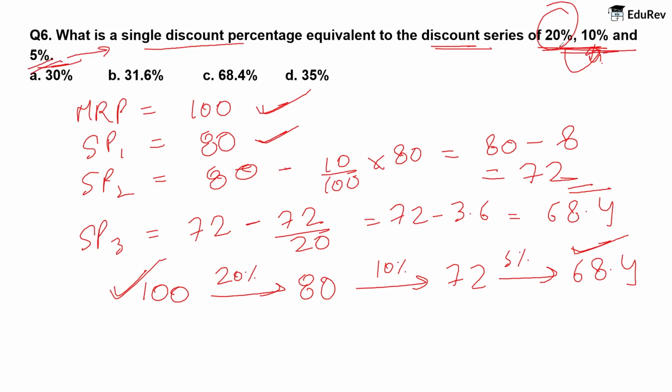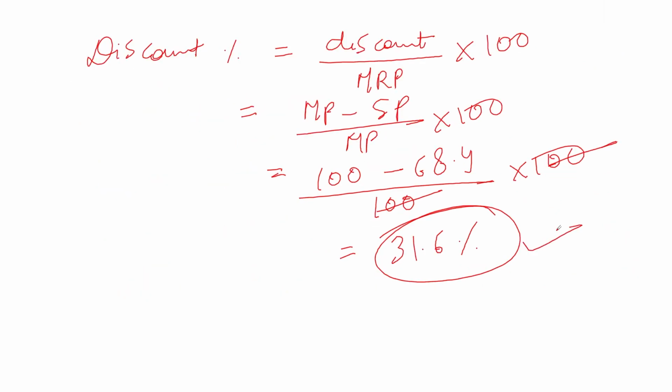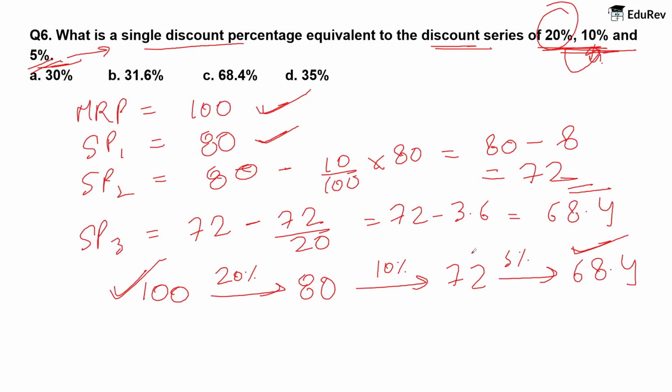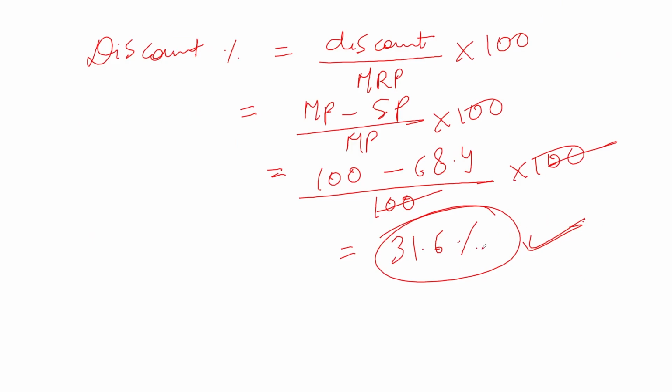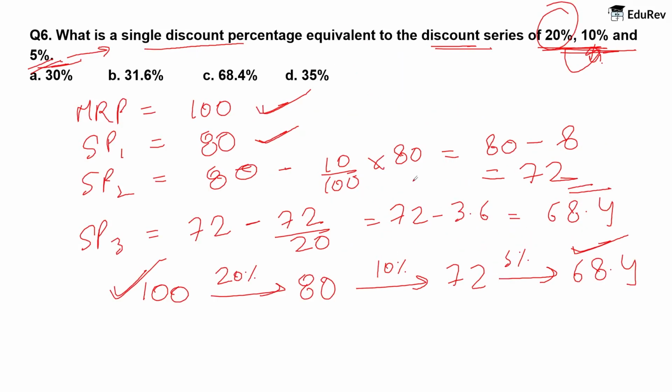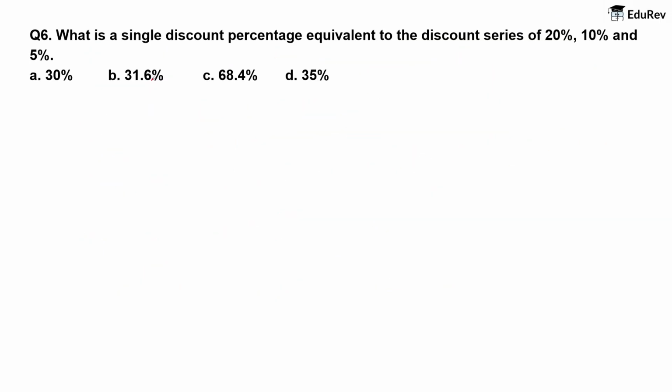So actually, it is not a total discount of 35%. Are you getting? It's not 20 plus 10 plus 5. It is the equivalent discount percentage, that is 31.6%. So overall, the person got a discount of 31.6% and not 35%. So your answer is 31.6%. Many people in excitement, thinking that this is a very simple question, will mark the D option. So please be very careful. The correct answer is 31.6%.